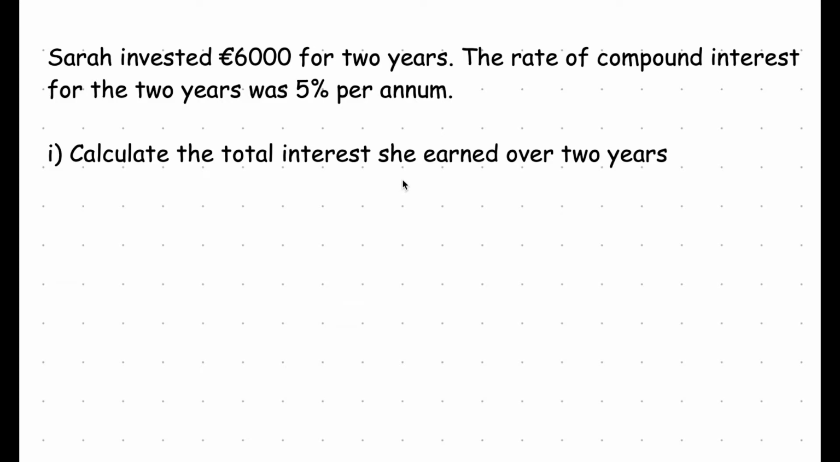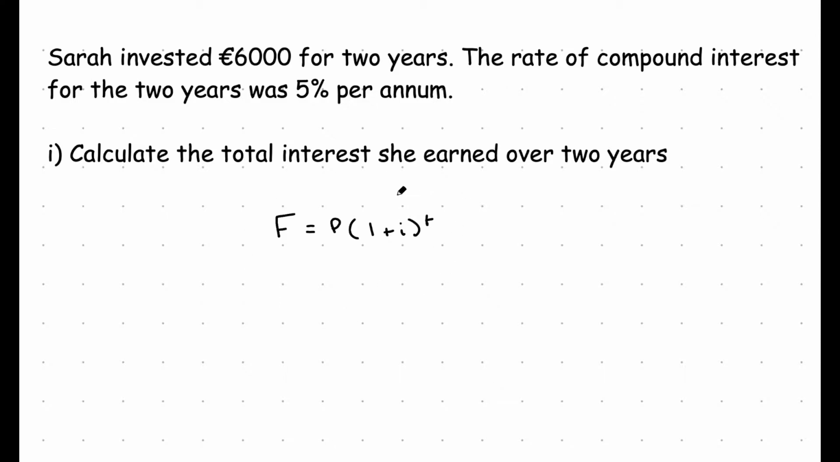In this video, we're going to take a look at a compound interest question, and the first part of this question asks us to calculate the total interest earned over 2 years. So when we think about compound interest, we need to think about the formula. So we've got F equals P multiplied by (1 plus I) to the power of T.